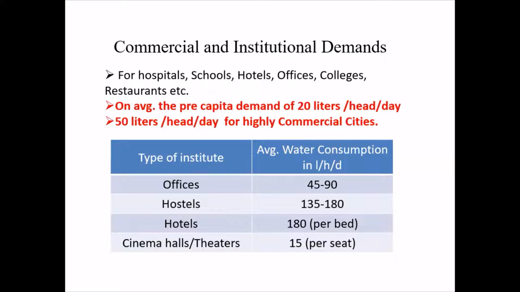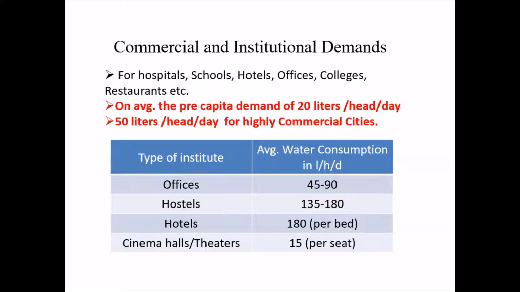Then there is the commercial and institutional demand, for hospitals, schools, hostels, offices and colleges. The industrial demand of water depends on the type of industry in the area and the number of industries, such as cloth mills, paper, cotton, sugar, chemical and rolling industries. This water demand is generally assumed to be 20 to 25% of the water demand of the town or city.